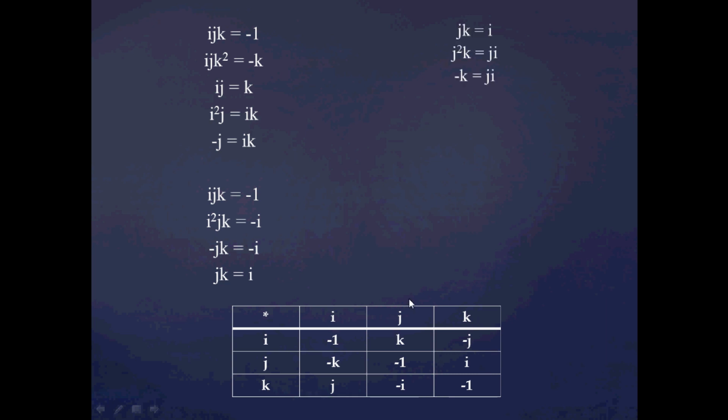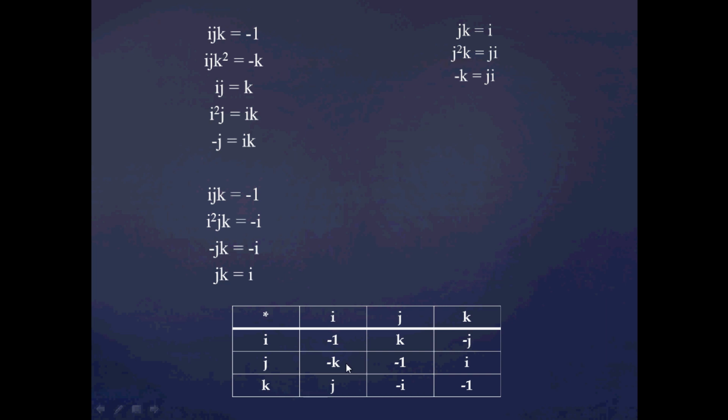And then we've got 3 more to derive. So now I'm going to start with jk is equal to i. I'm going to multiply on the left by j. So I get j squared k is equal to ji. j squared is equal to minus 1, so I get minus k is equal to ji. So ji is equal to minus k.